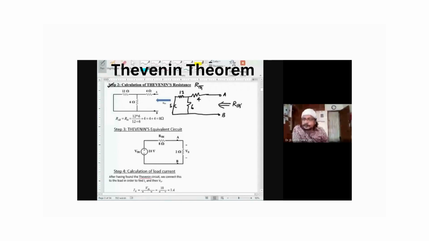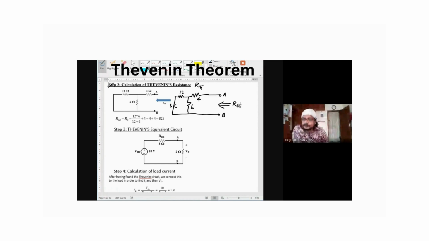You understood, students? What is the procedure to calculate RTH? Remove the sources. If there is a voltage source, replace it with a short circuit. And if there is a current source, probably the next problem we are going to have with a current source, remove this current source with an open circuit and redraw the diagram with open circuit terminals. And the resistance across the open circuit terminals is going to be RTH.